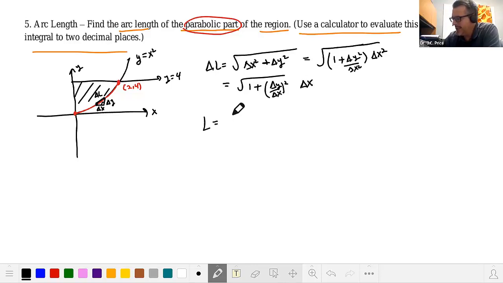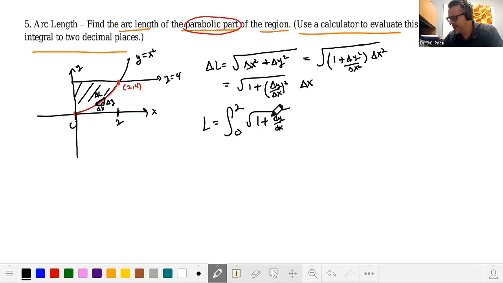And so my L is going to equal the integral, and I'm going to go from 0 to 2. I'm doing this with respect to x, so 0 to 2. And it's the square root of 1 plus. And when I go to the integral, all my deltas become d. So dy dx quantity squared. You're a little fast there.